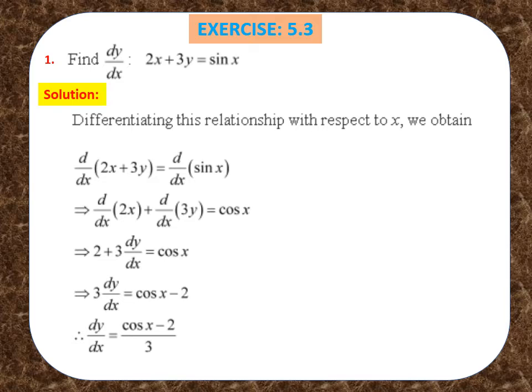So here I have directly differentiated both the sides, and don't forget to mention this, differentiating with respect to x. On the left hand side we get 2 plus 3 dy upon dx, because the differentiation of y is dy upon dx. And on the right hand side we get cos x, because the differentiation of sin x is cos x. So you can simply solve this equation to find the value of dy upon dx, which is equal to (cos x minus 2) upon 3. Clear? Sums are as simple as that. Simply differentiate and find the value of dy upon dx. So pause and note down the solution.